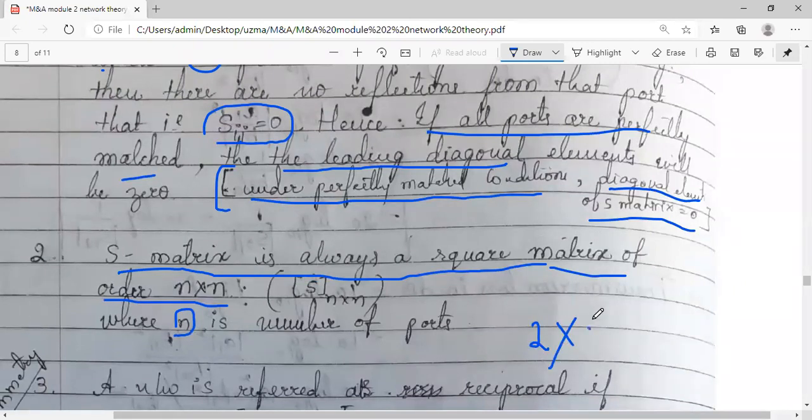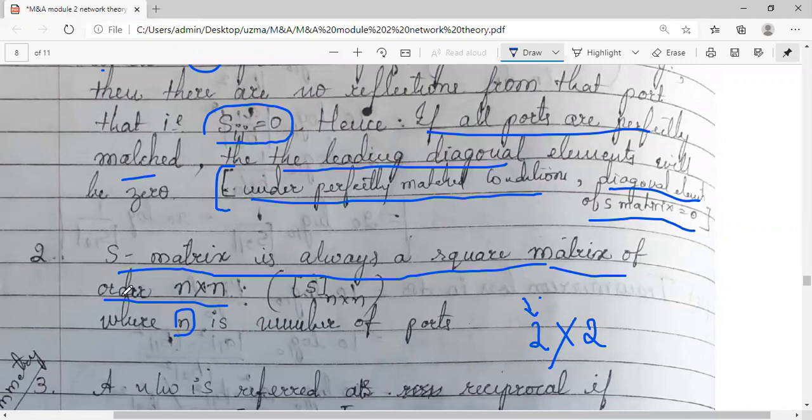2 cross 2, the number of ports will be the order. The order will be 2 cross 2, 4 elements will be there. If it is a 4-port network, then you will be getting 4 cross 4, that you will be getting in case of waveguides. Okay, you will see after this, when we go for the second half of module 2, how in a waveguide 4-port network we will form. Okay, 4-port matrix we will form.